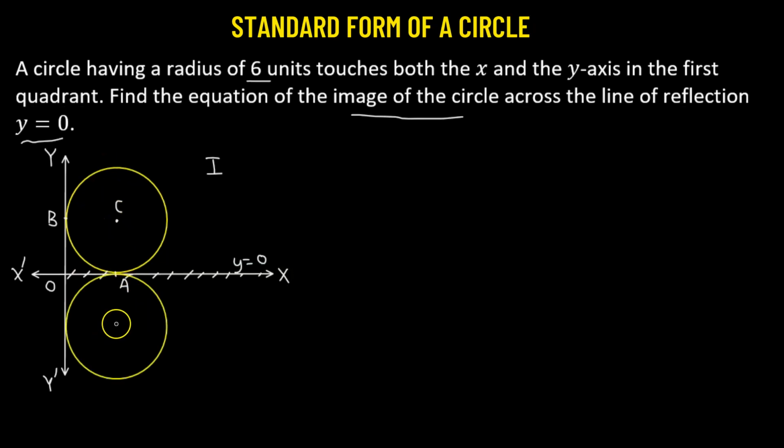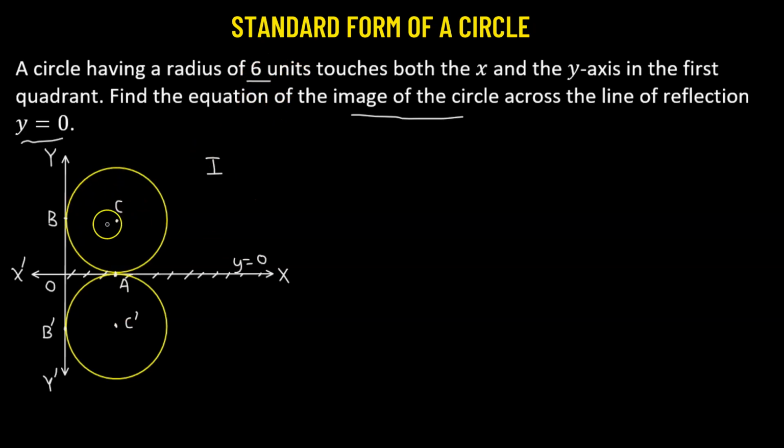So we have a new circle, and let's call its center C prime. Now this circle is also going to touch the x-axis at the same point A, but it's going to touch the y-axis at a new point, so we're going to call it B prime. Now to find the equation of this new circle, we need to find its coordinates as well as the radius. The radius is fine, that will be 6 units, that's already provided to us.